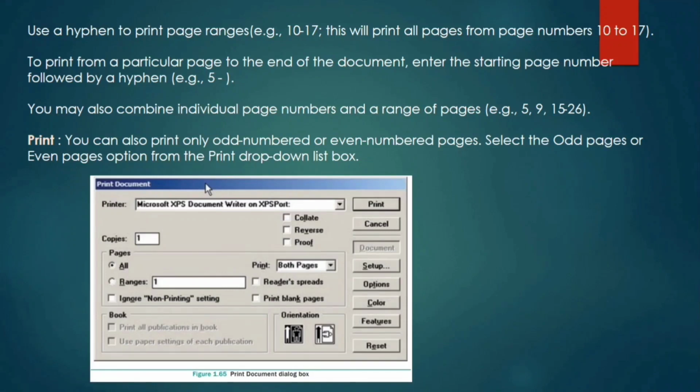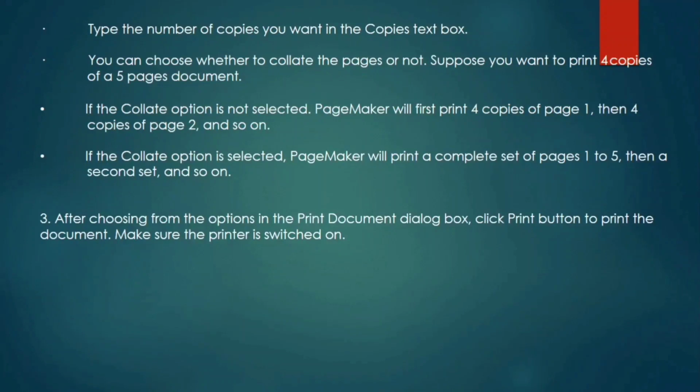To print from a particular page to the end of the document, enter the starting page number followed by a hyphen. You may also combine individual page numbers and a range of pages. You can also print only odd or even numbered pages. Select the odd pages or even pages option from the Print drop-down list box. Type the number of copies you want in the copies text box.